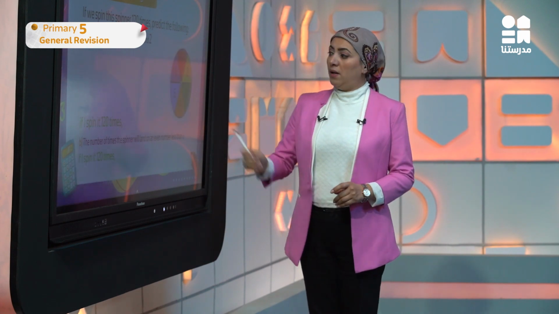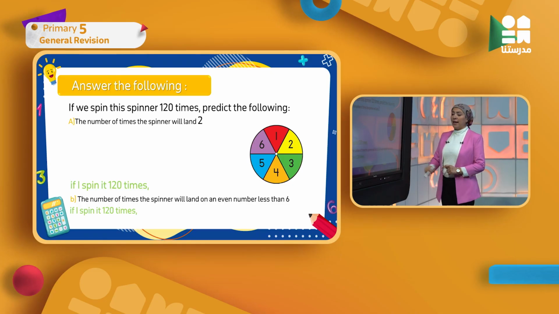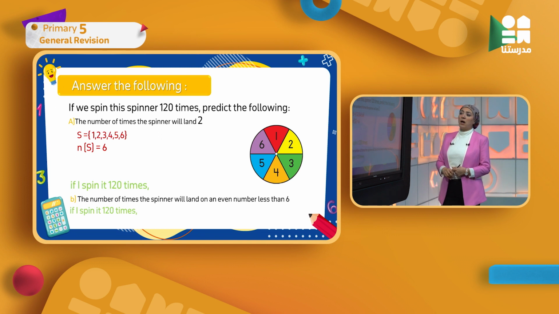Here, this is my spinner. I have here the numbers 1, 2, 3, 4, 5, and 6. To answer this question, first I have to get the sample space. So my sample space here is the set of elements 1, 2, 3, 4, 5, and 6. The number of possible outcomes is 6, so n(S) equals 6. Now I can start to answer this question.